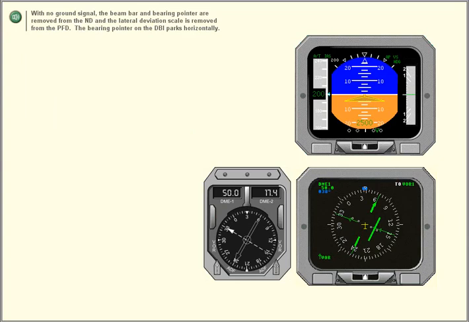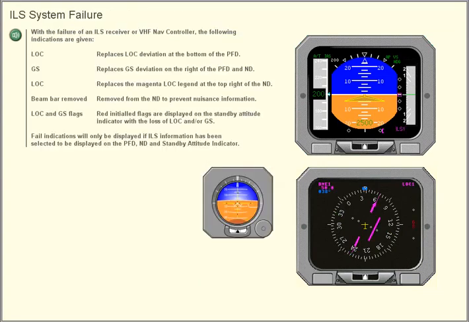With no ground signal, the beam bar and bearing pointer are removed from the ND, and the lateral deviation scale is removed from the PFD. The bearing pointer on the DBI parks horizontally.